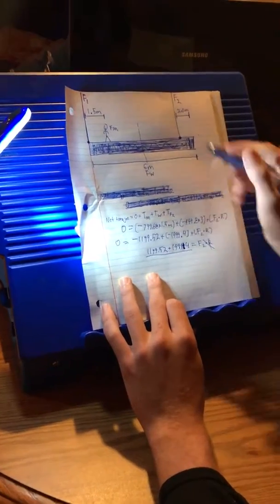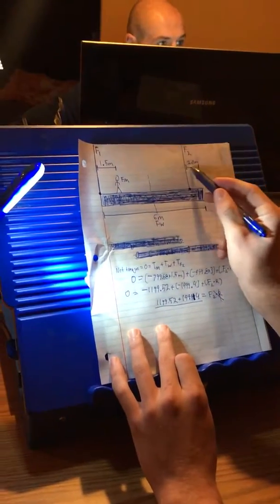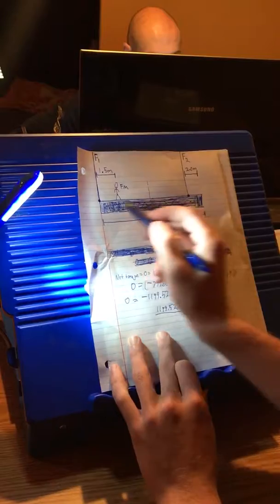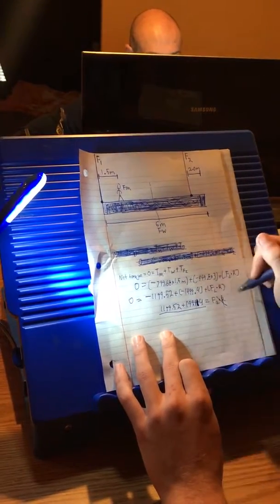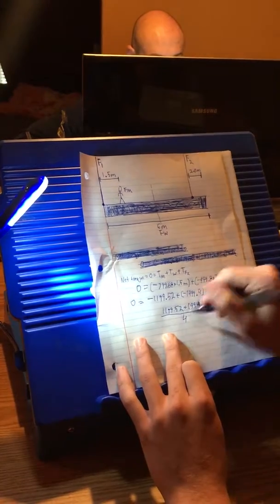And the radius for F2, we've got it right here. There's a 2 meter distance from this side to this side. The whole thing is 6. So from here to here, we know it's got to be 4. So our radius for F2 is 4.